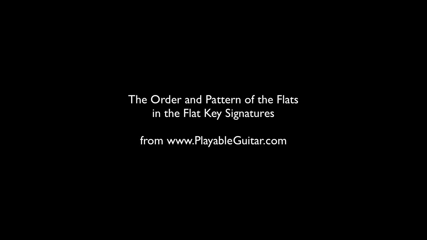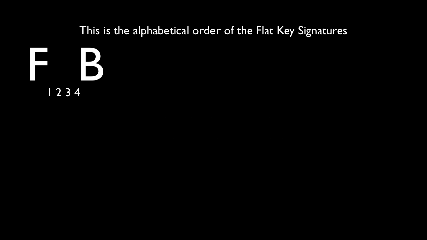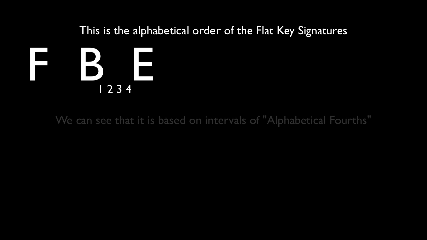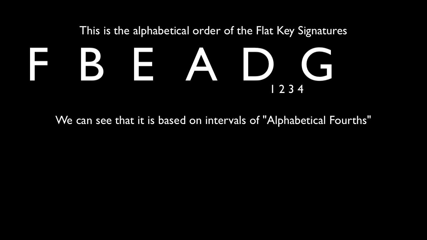We're going to talk about the order and the pattern of flat key signatures quickly. The way this works is we take the letters in fourths. F to B is a fourth, B to E is a fourth, E to A is a fourth, A to D, and D to G, G to C. Intervals of a fourth. Now the same thing happens when we introduce flats into the keys.